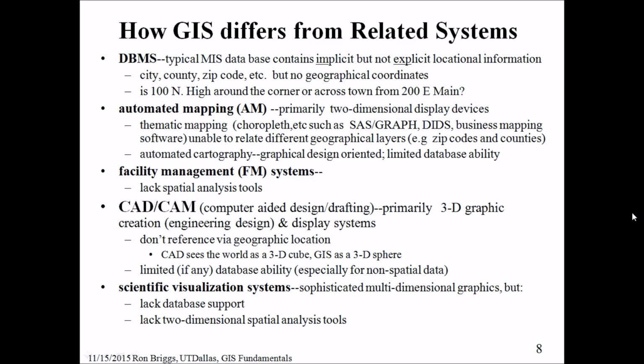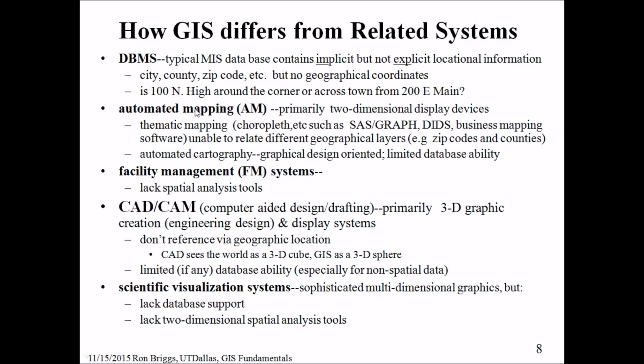So how does GIS differ from related systems? DBMS, this is the backbone of GIS. DBMS is typically MIS data, meaning an information system database containing implicit but not explicit locational information. Like it may have city, county, zip code, but may not have a geographical coordinate. It may be 100 north, around the corner or across town from 200 E Main. What if we want this line, this data?